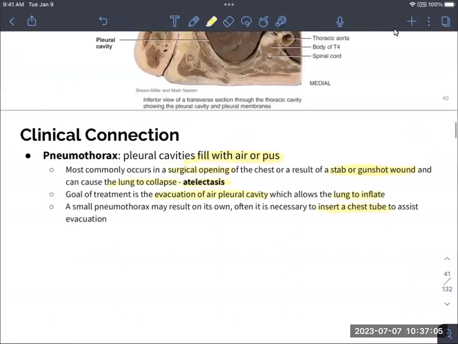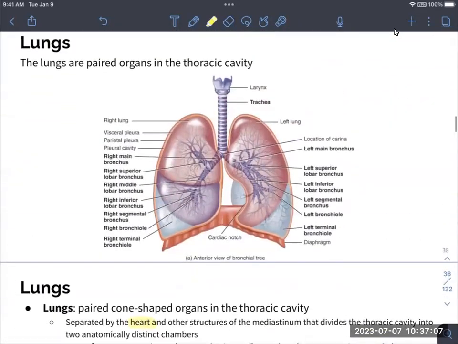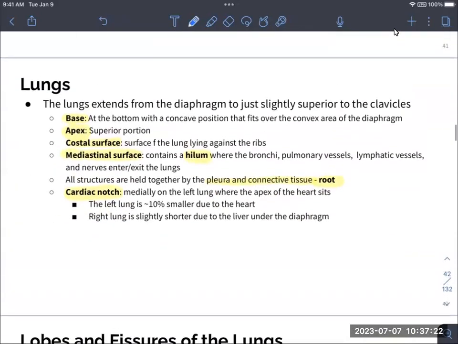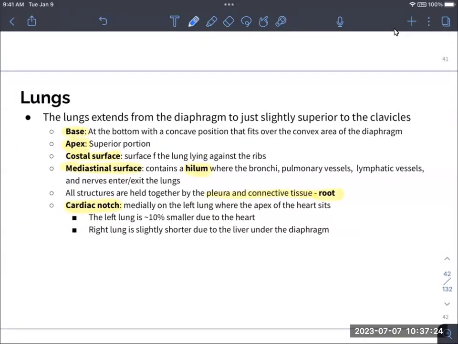That drawing doesn't do that justice. That cardiac notch right here is for that heart to fit in. It lets that heart have enough space that is needed. So the left lung is about 10% smaller. It is smaller, but not by much. That right lung is actually shorter because of the liver that sits just underneath that diaphragm on that right side. So that makes up for some of that space.